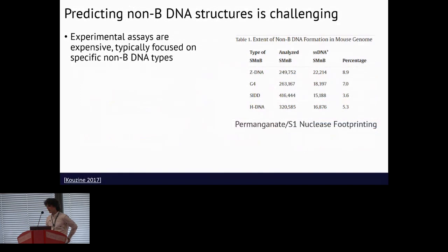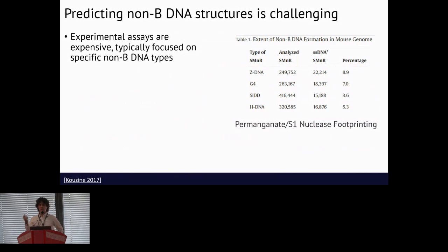There are two main routes in predicting where these are in a genome. The first route is mainly experimental. Here on the right-hand side is an example where they looked in the mouse genome, trying to find single-stranded DNA. They used permanganate S1 nuclease footprinting to find where single-stranded DNA was on the genome. Of course, single-stranded DNA can happen just with regular transcription.